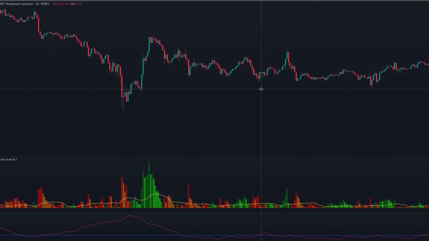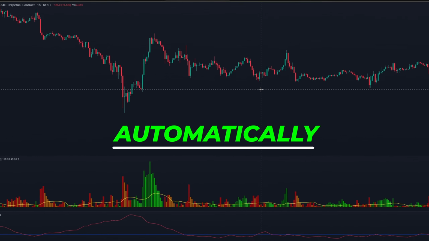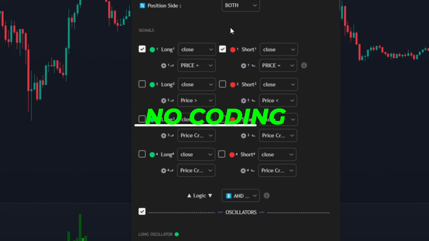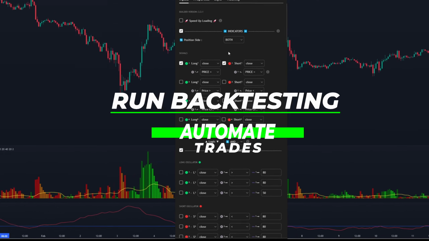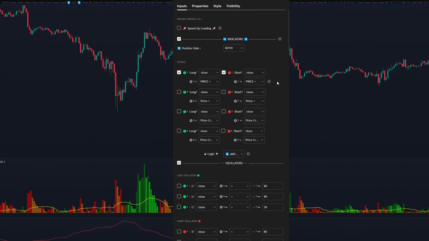That's everything for this strategy, guys. It's very simple. Now we are ready to automatically generate trades using our strategy builder that lets us build strategies without any code, run backtesting and automate trades. Let's start the challenge, guys. I'm gonna build this strategy in less than 30 seconds.